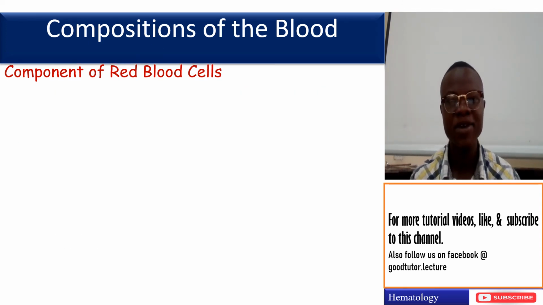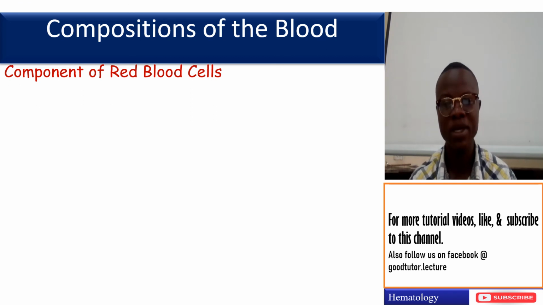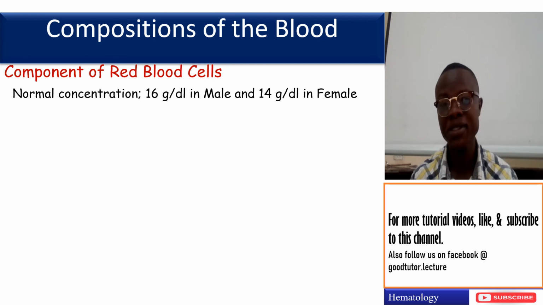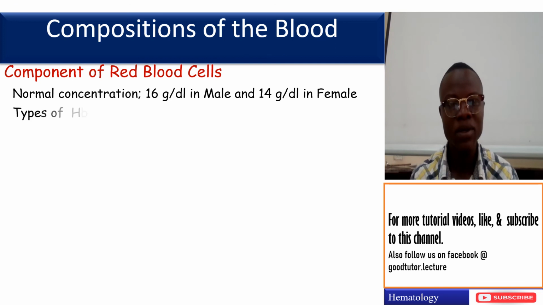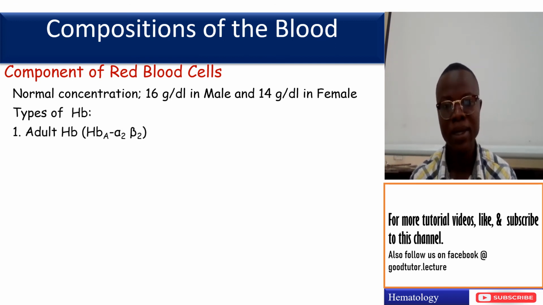Still looking at the components of the red blood cell, especially the hemoglobin, we would love to know what is the average concentration of hemoglobin in an adult. The hemoglobin is about 16 grams per deciliter in male and 14 grams per deciliter in female. Also, there are different types of hemoglobin. The hemoglobin in the adult is called adult hemoglobin, and the four globin chains that form this hemoglobin are two alpha and two beta chains.